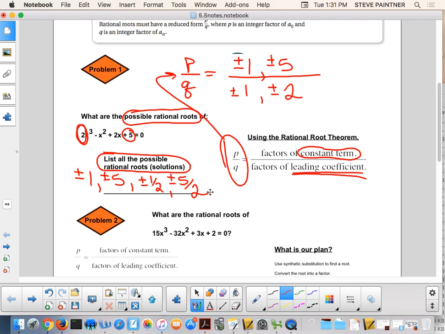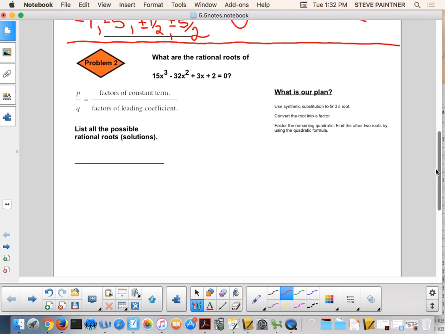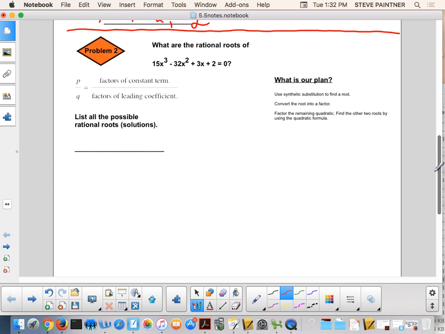Go find them. But we're done with this problem. We're not going to go find them. So let's continue, and let's actually do the next one. We'll do the whole thing on this one.